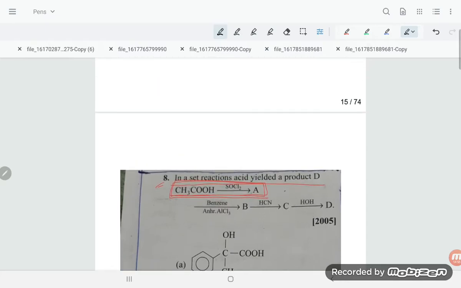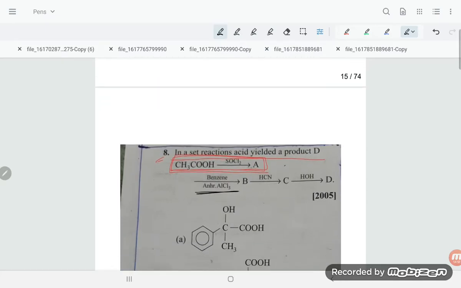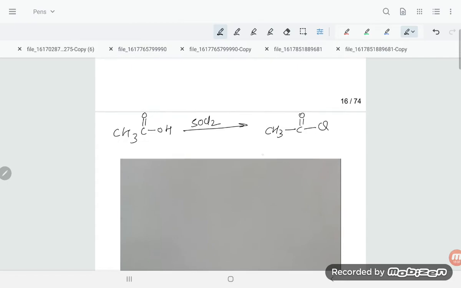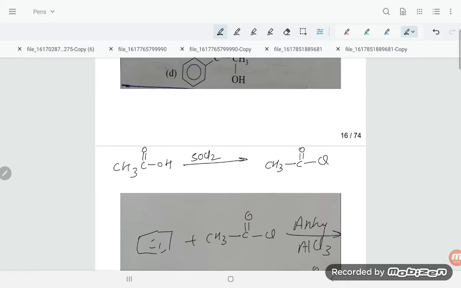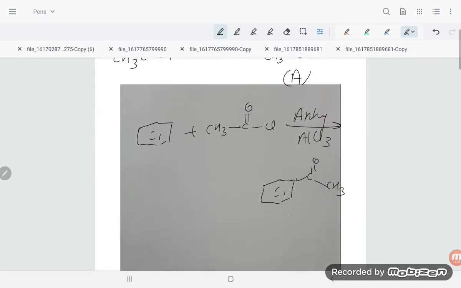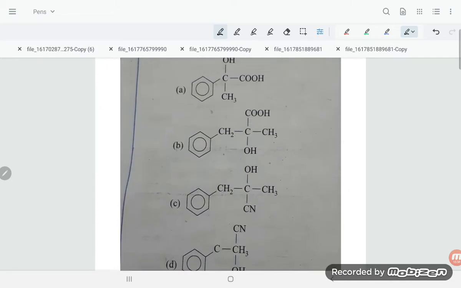Now this compound is being treated with benzene. If you are treating this compound, CH3COCl, with benzene in the presence of anhydrous AlCl3, the Friedel-Crafts reaction will give acetophenone. This compound, with CO and CH3, is what is known as acetophenone. So this is A and this compound is B. This is the Friedel-Crafts reaction, FCR. Now we got B, students.